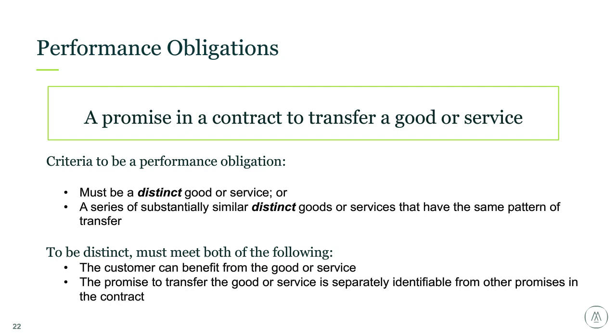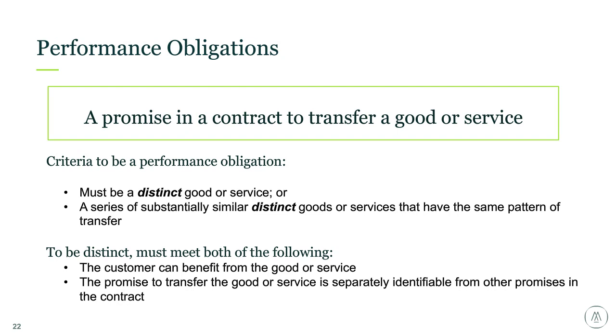So the criteria, this is kind of the standard language for the criteria to have a performance obligation. You must have a distinct good or service, or a series of substantially similar distinct goods or services that have the same pattern of transfer. And to be distinct, you must meet both of the following bullet points. The customer can benefit from the good or service, and the promise to transfer the good or service is separately identifiable from other promises in the contract.